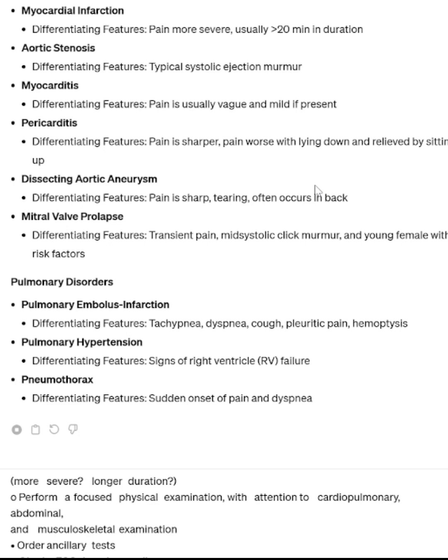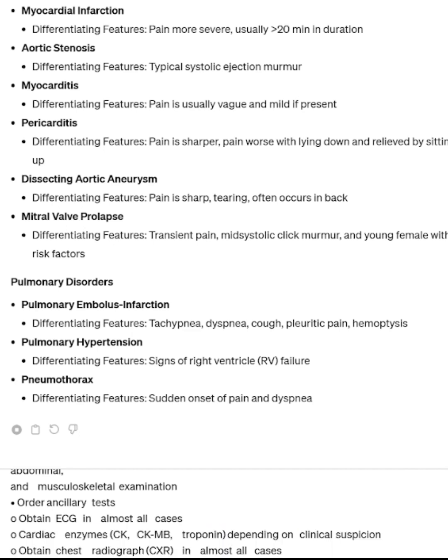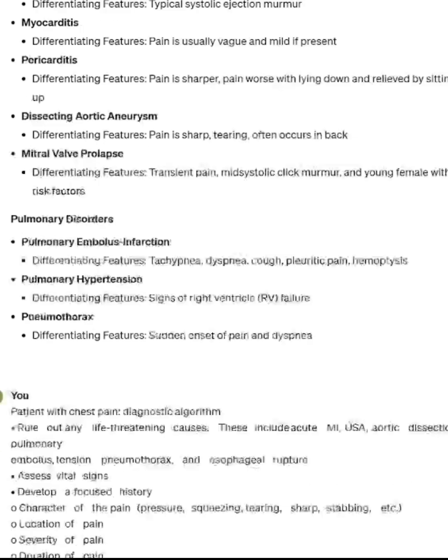Pulmonary disorders. Pulmonary embolus or infarction, differentiating features: tachypnea, dyspnea, cough, pleuritic pain, hemoptysis. Pulmonary hypertension, differentiating features: signs of right ventricular (RV) failure. Pneumothorax, differentiating features: sudden onset of pain and dyspnea.